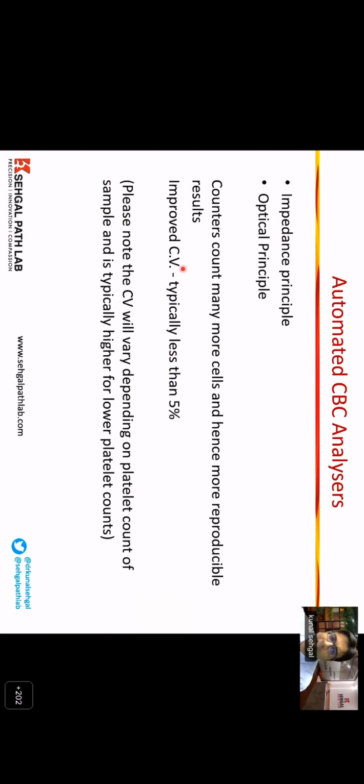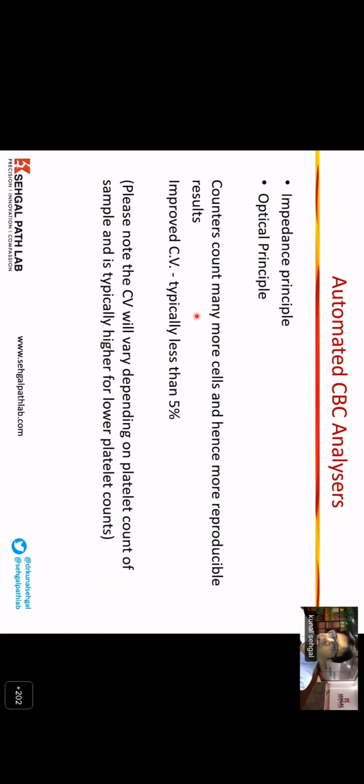So a little bit of theory again. We move from the Neubauer chamber at one end, manual. We have the flow. Flow is not something which you do every day to count a platelet. So we move to automated CBC analyzers. Typically, most commonly, two principles are used. Most common being the impedance principle. And the second commonly used now is the optical principle.